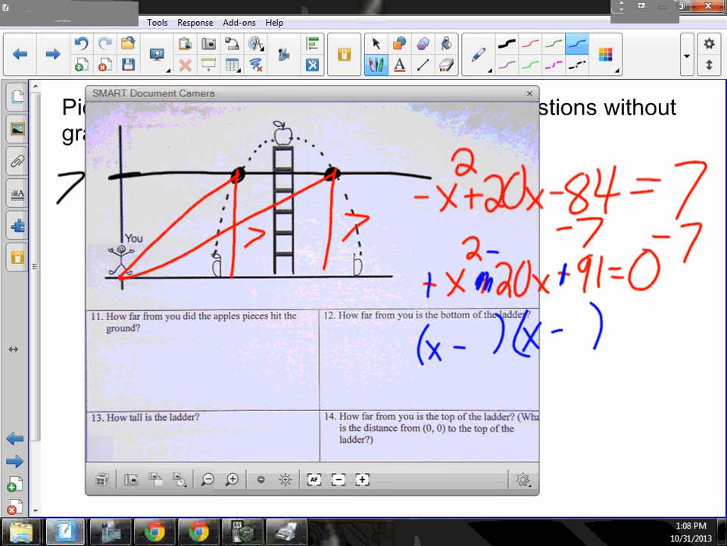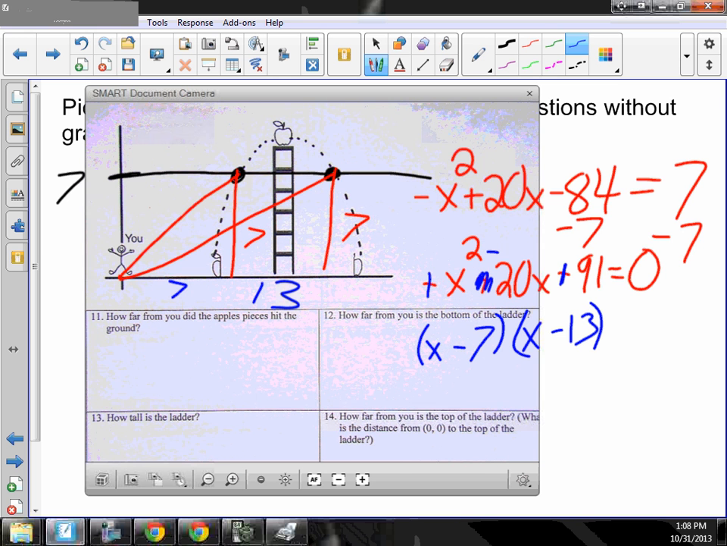What goes into 91? Does 2? No. Does 3? No. If 2 and 3 don't, then 4 doesn't, and 6 doesn't. Does 5? No. What about 7? How many times? 13 times. So it's 7 plus 13 is 21. So this answer is 7, and this answer is 13.